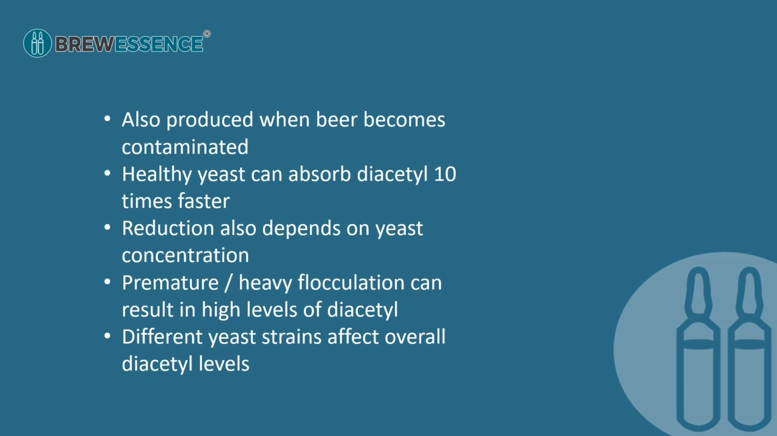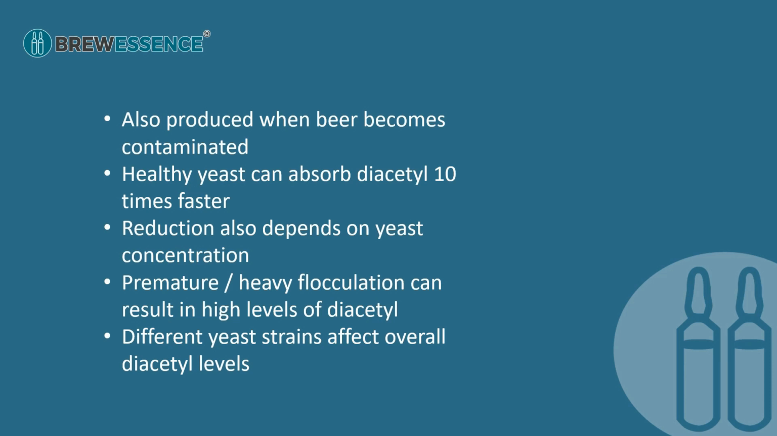The most important factor in controlling diacetyl levels is to have healthy, vital yeast. Healthy yeast can absorb diacetyl 10 times faster than alpha-acetolactate is produced. This means that the reduction of the precursor to diacetyl is generally the rate-limiting step. Reduction of diacetyl also depends on yeast concentration and contact with healthy yeast during fermentation and maturation.